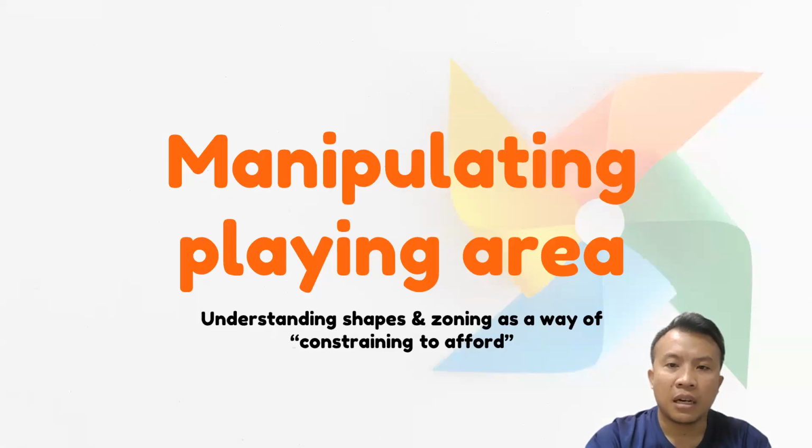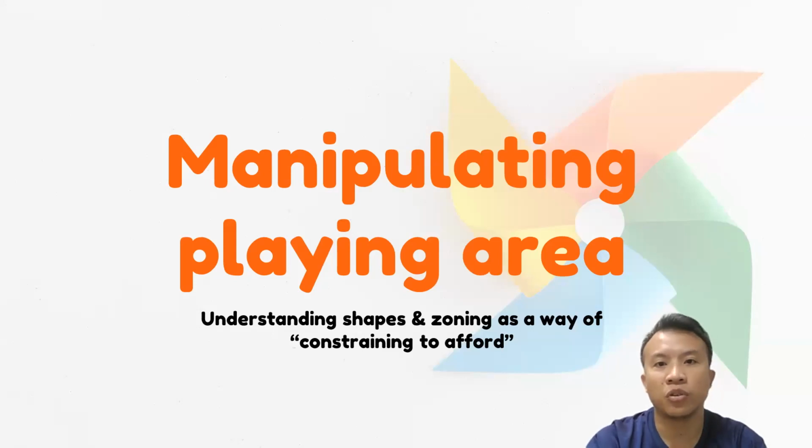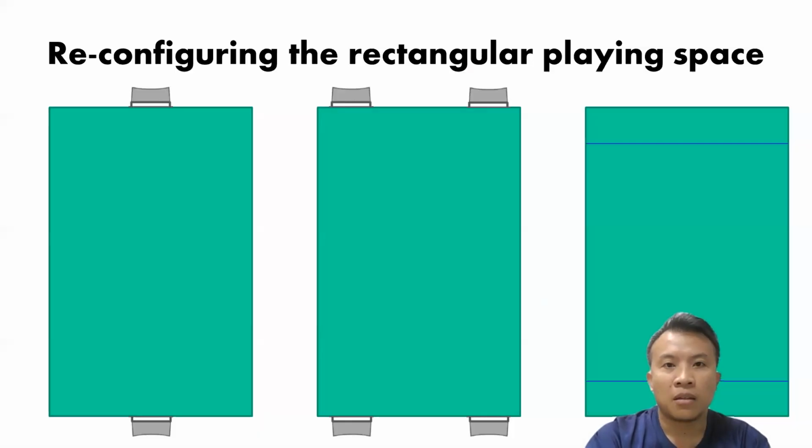So with that said, the first aspect that I'm going to go through today is the possibility of manipulating playing area. So understanding the shapes and zoning as a way of constraining to afford. So let me illustrate this through a few examples. So typically we have a rectangular playing space. We have one goal on each end.